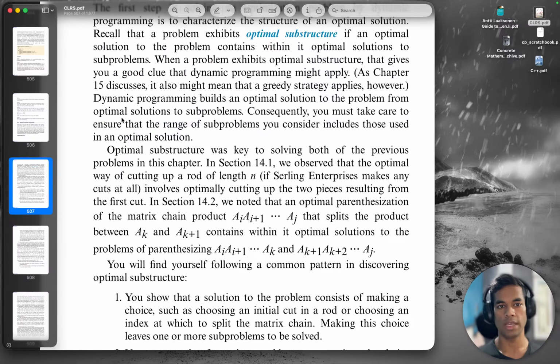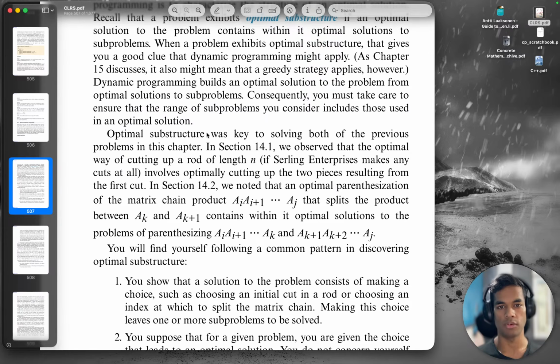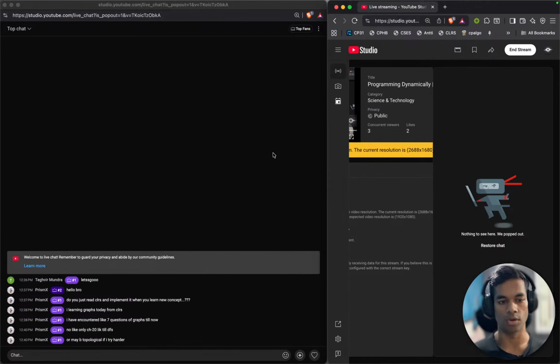Consequently, you may take care to ensure that the range of subproblems you consider includes those used in an optimal solution. That makes sense. If there is a subproblem whose solution does not actually matter, then I would not find a solution to that subproblem; it would not be good. It would be like wasting time.